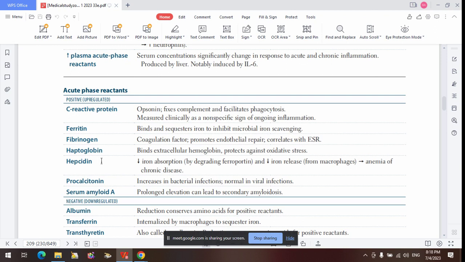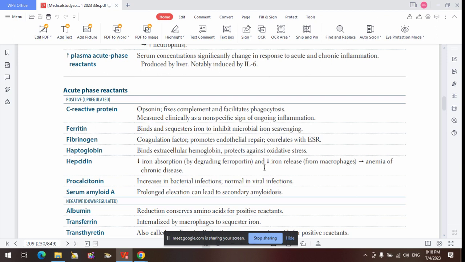Then we also said that it promotes endothelial repair because it typically forms a scaffold for repair to happen. So if you are going to have deposition of maybe collagen or anything on a particular surface, they will actually deposit on the scaffold of fibrin, and you tend to get your fibrin from fibrinogen. And we said it correlates with ESR because it's one of the major acute phase reactants that determines the erythrocyte sedimentation rate, which we are still going to talk about.